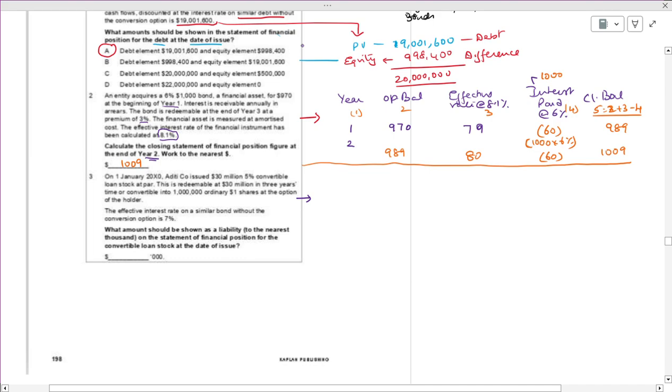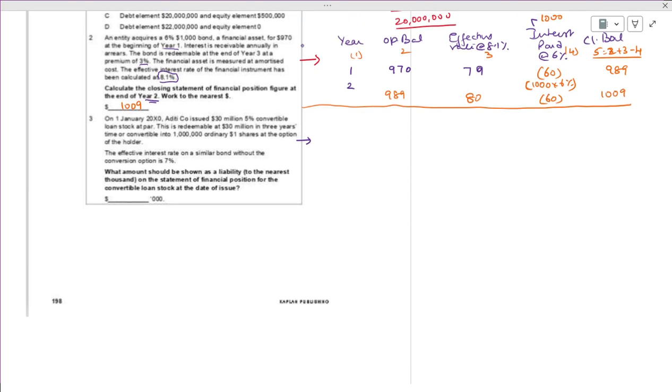Now you will do it on your own. On 1st January, they issued 30 million 5% convertible loan stock, redeemable at 30 million in 3 years or convertible into 1 million shares at the option of the holder. The effective rate is 7%. Same thing. Question 1: what is the amount shown as a liability in the statement of financial position for the convertible bond?